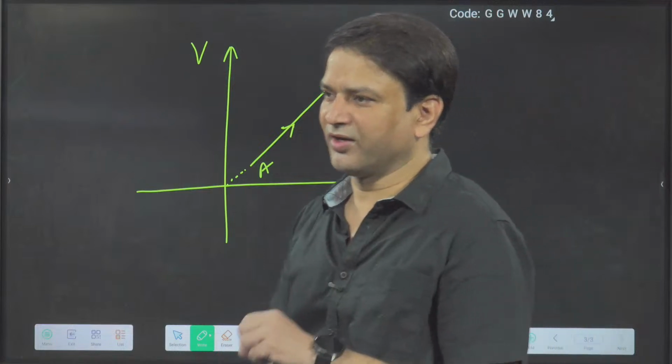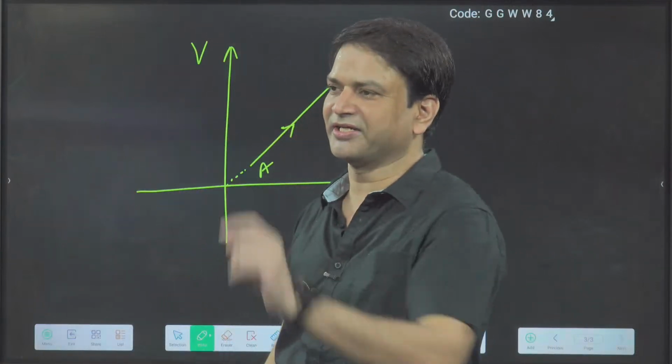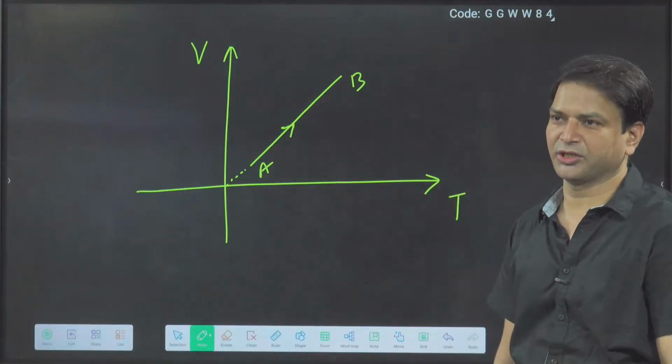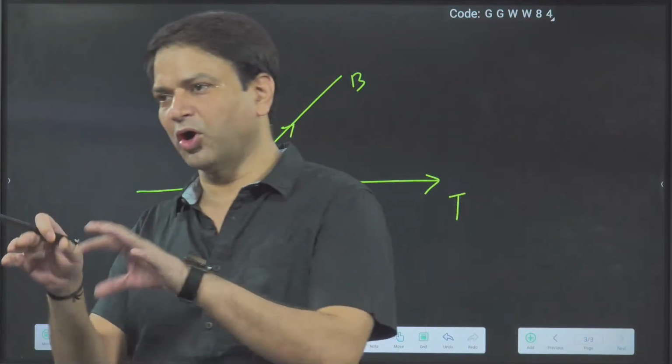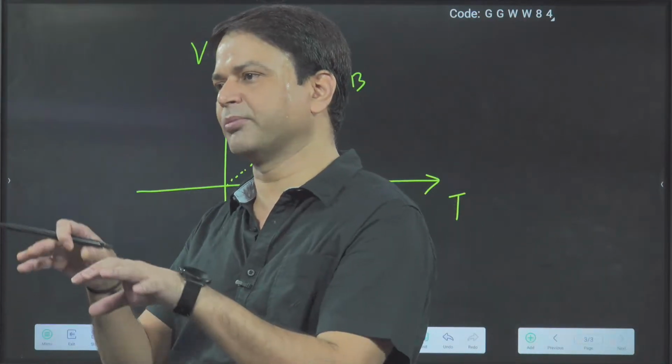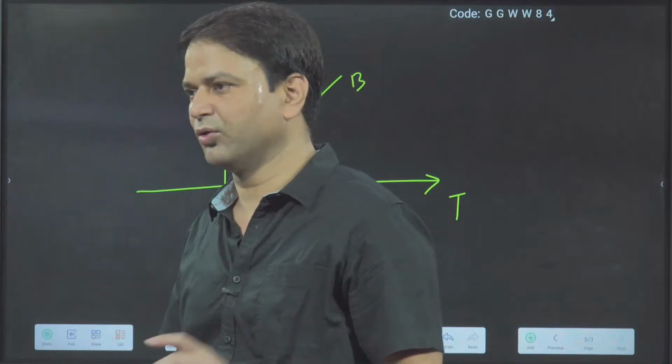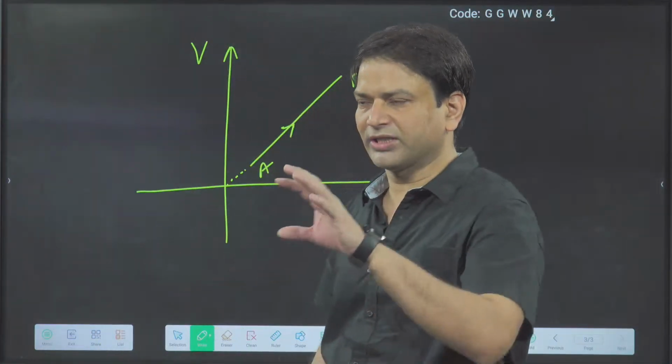Suppose this is a VT graph. You want to write the V and T relation. What will you write? I have given the graph, and on that basis I want to get the relation between V and T. So who will say what is the relation?